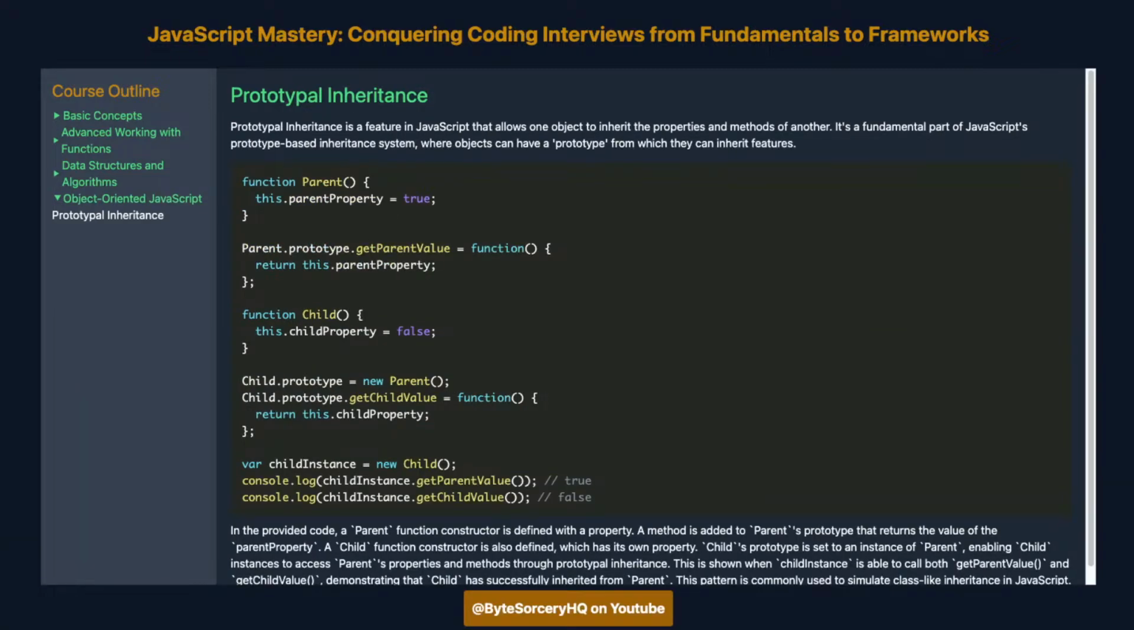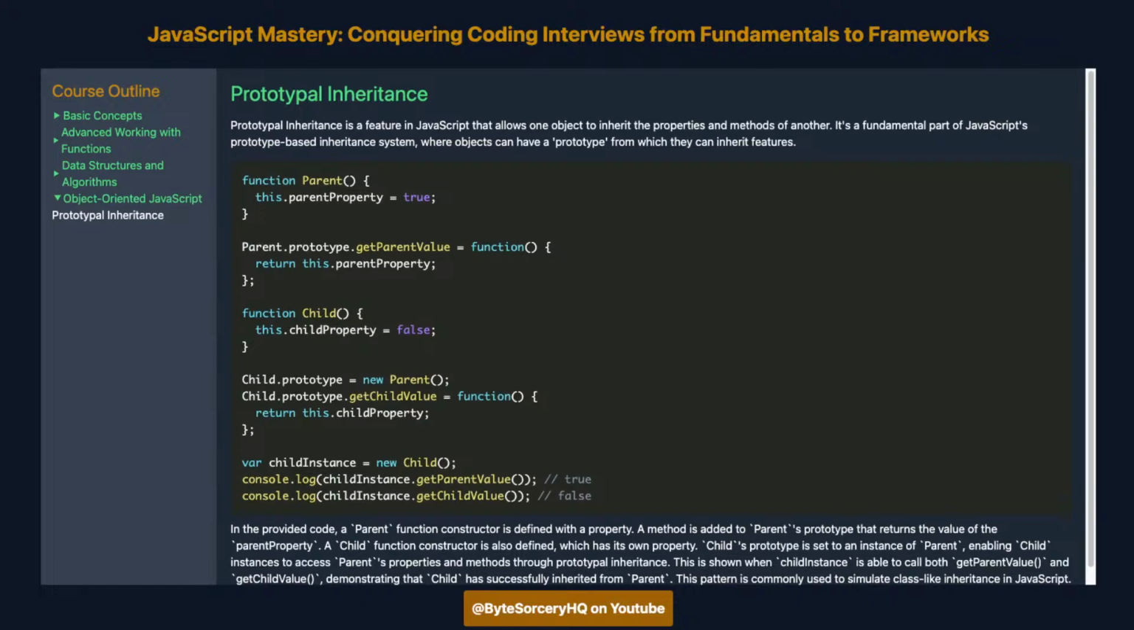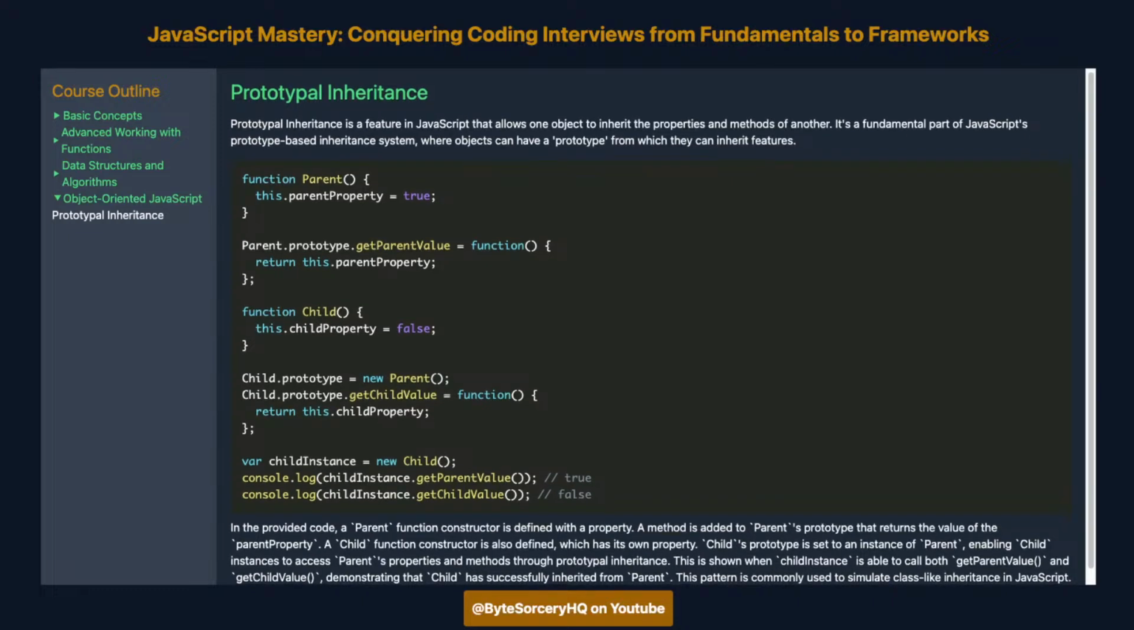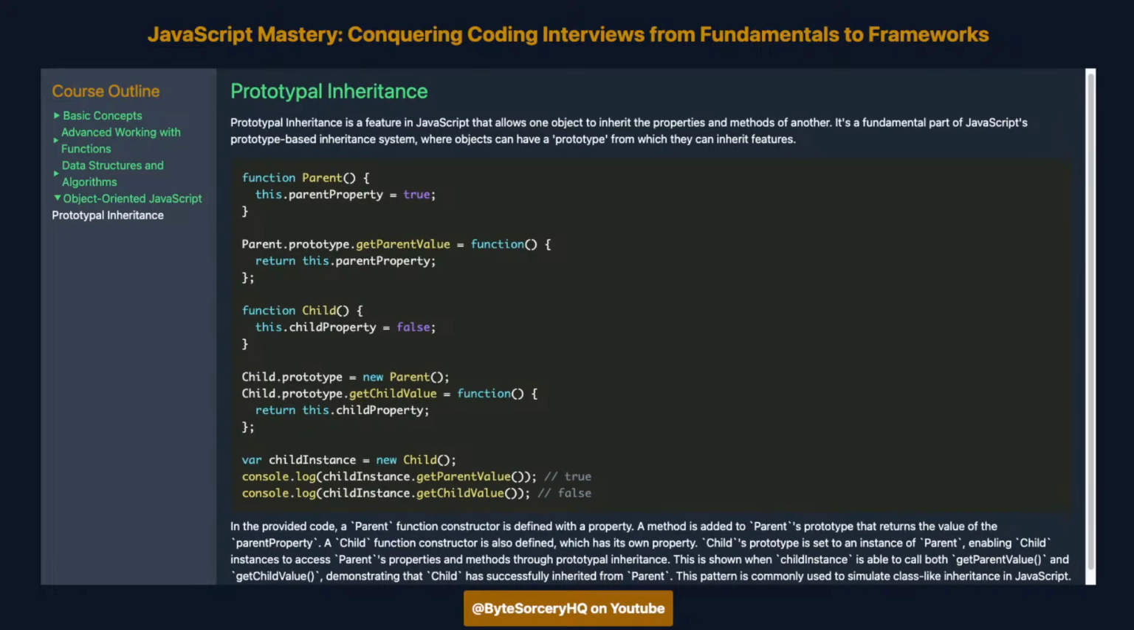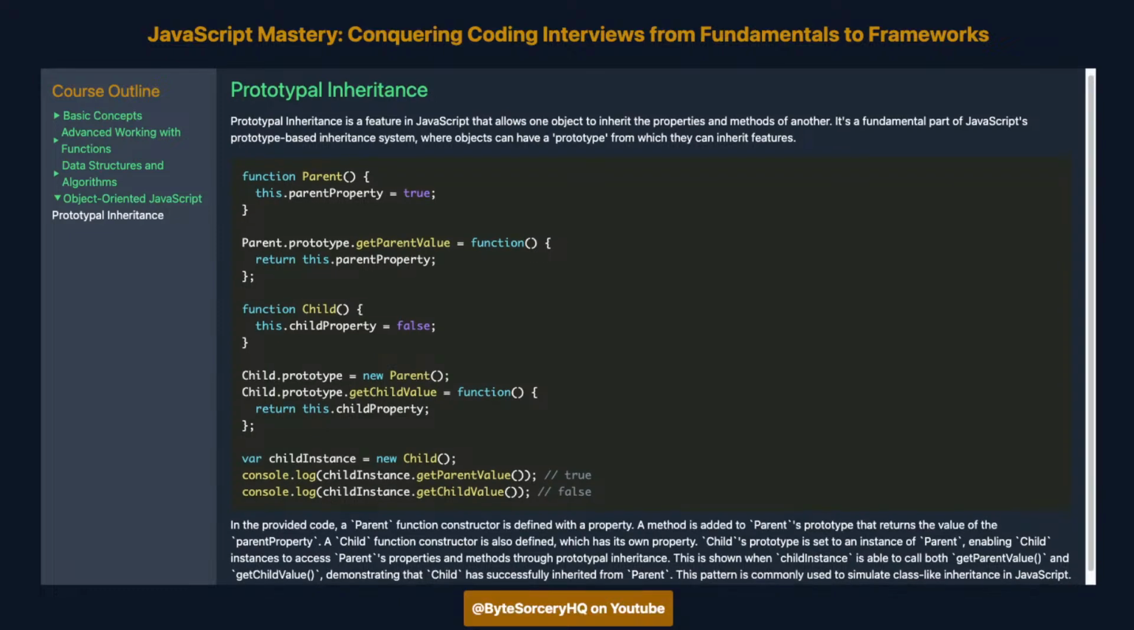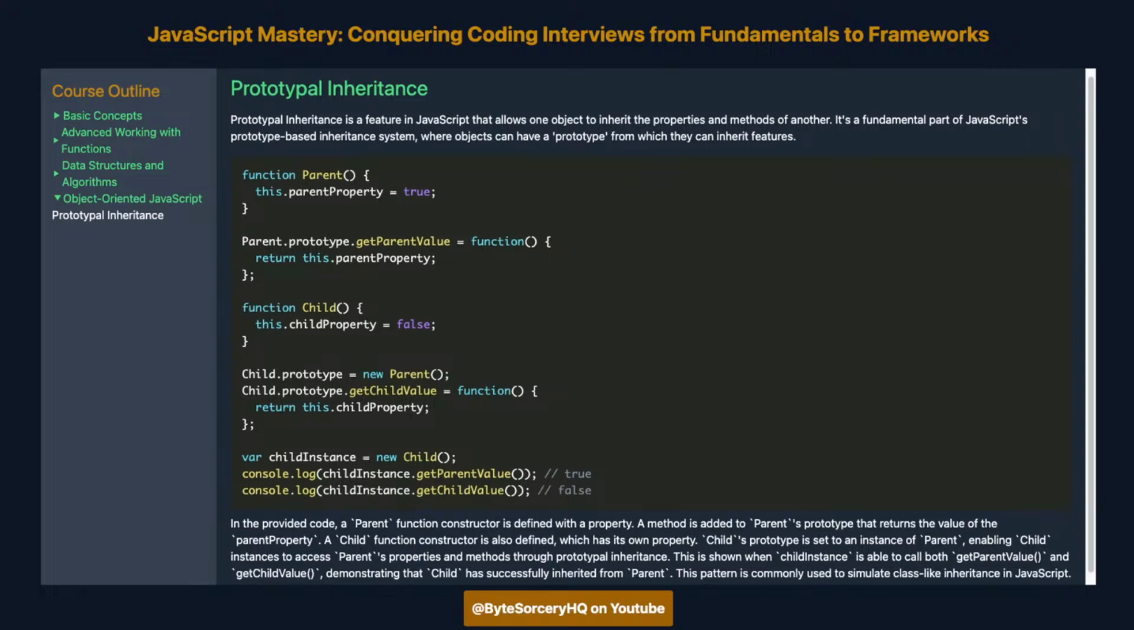Prototypal inheritance. Prototypal inheritance is a feature in JavaScript that allows one object to inherit the properties and methods of another. It's a fundamental part of JavaScript's prototype-based inheritance system, where objects can have a prototype from which they can inherit features. In the provided code, a parent function constructor is defined with a property. A method is added to parent's prototype that returns the value of the parent property.